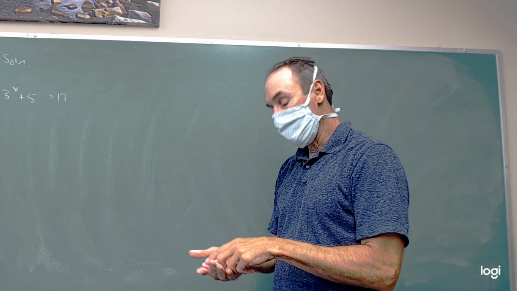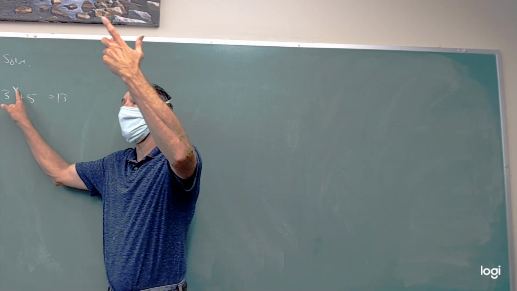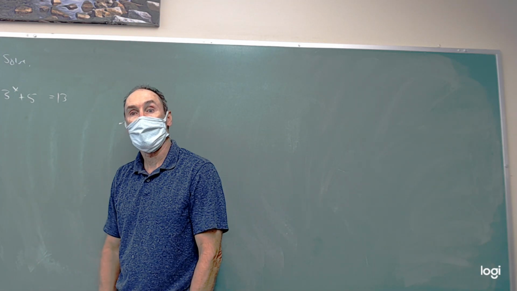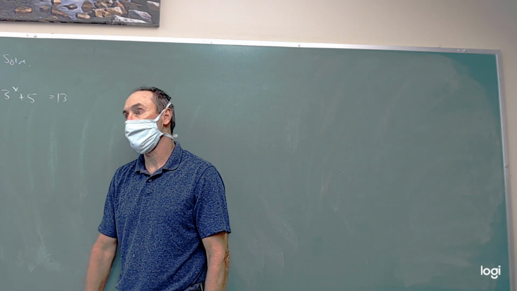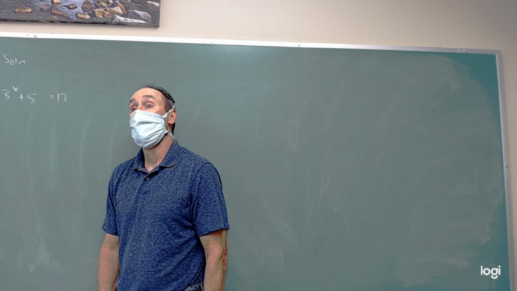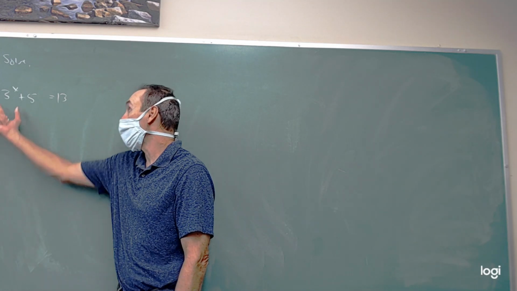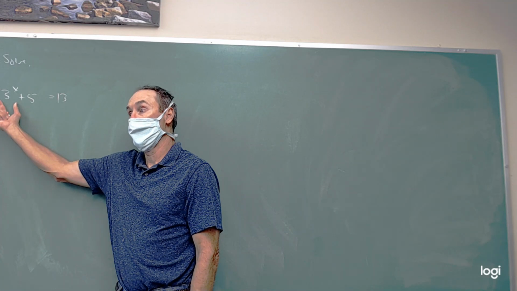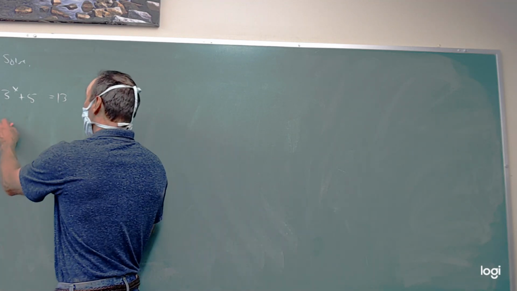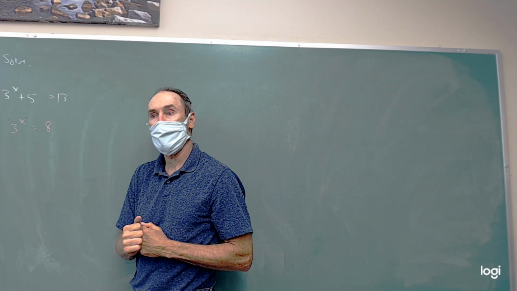So what is our strategy going to be here? So what we see is that the variable is in the exponent. Okay, so what is that going to suggest to us? We have to use logarithms along the way. So we want to isolate the exponential first. So I'm going to move the 5 to the other side. And so we're looking at 3 to the x equals 8.